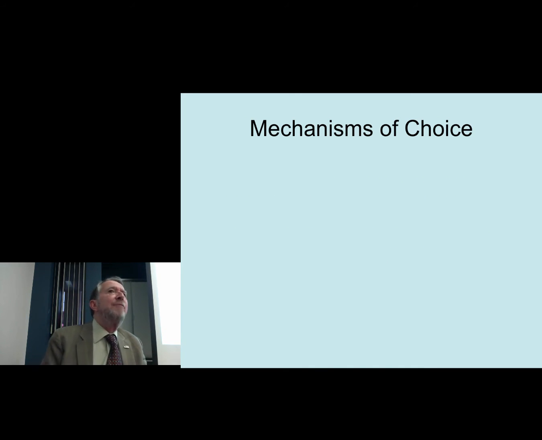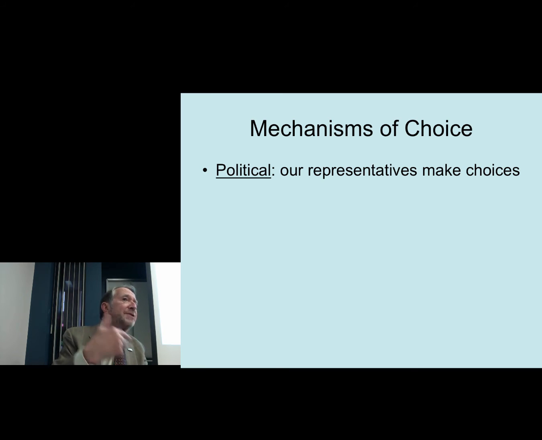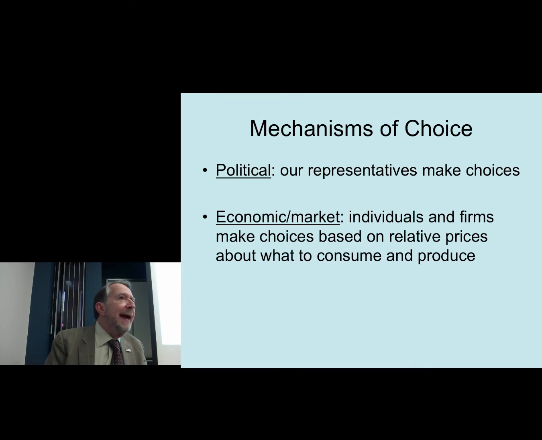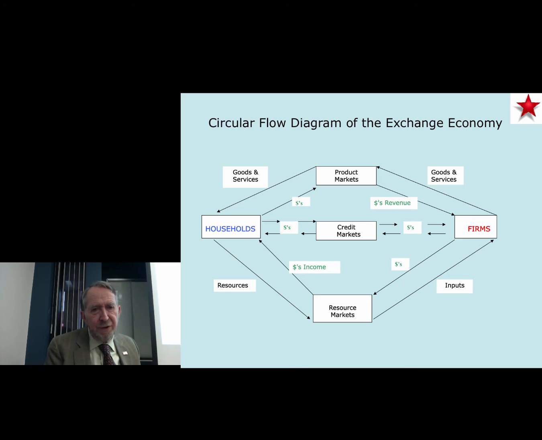There are alternative ways that choices are made within our system. Some are made through this representative system where we elect people to make the decisions on certain kinds of things. And then economic and market decisions are made by 330 million people as they make individual choices, and hundreds of thousands of business firms as they make choices on what to produce and so forth.